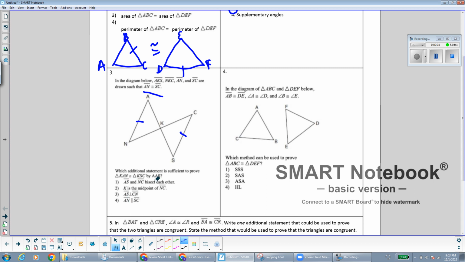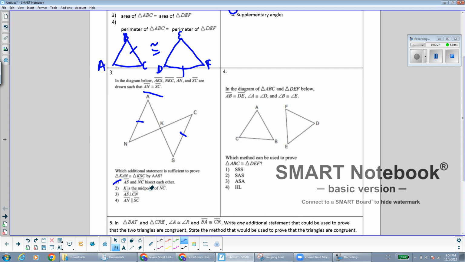Let's take a look at one. AS and NC bisect each other. That means AS is being cut in half, and so is NC. And yes, that does prove the triangles congruent, but not by AAS. That's side, side, side. So that's not the choice that we're looking for.